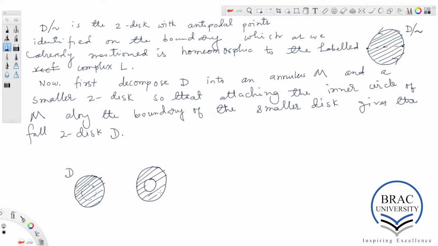So this is the annulus M, all right, and when we attach the inner circle of this annulus to the boundary of this smaller 2 disk, we get the full 2 disk here. Okay.